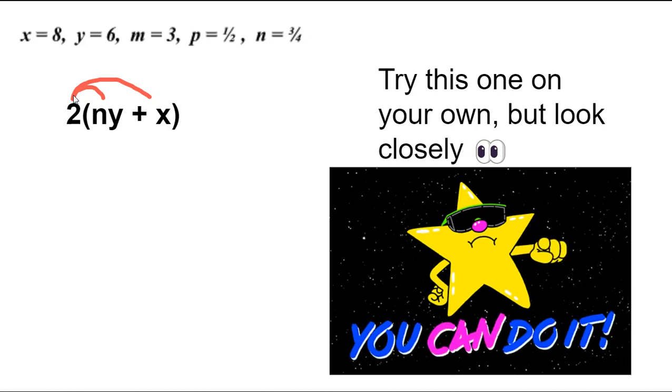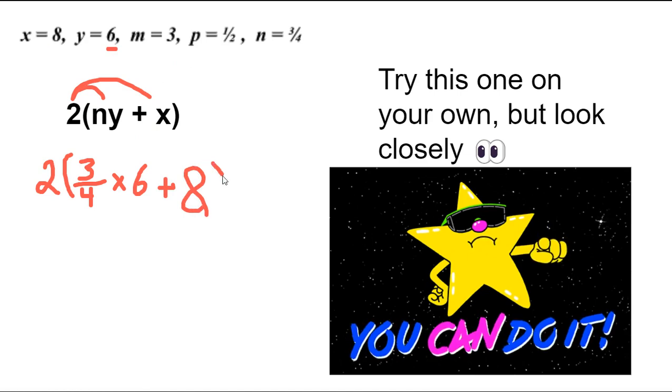That's fine and dandy, but we are going to make our substitutions first. Before we do any of that, we're going to do our substitutions. So I'm going to substitute n, y, and x. Let me rewrite this with my substitutions in place. N equals 3/4. Bam. 3/4 times, I'm going to put a multiplication symbol on this one. Y is 6 times 6 plus x equals 8. Wow, that 8 is gigantic.